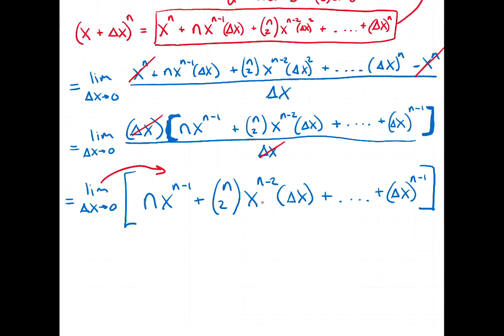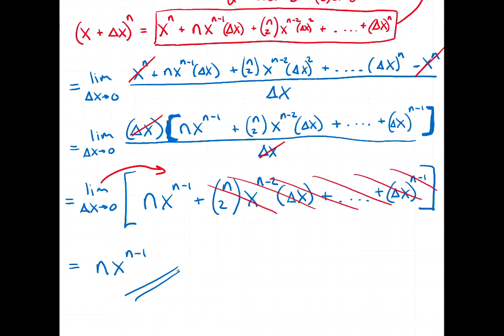Every delta x can now be replaced with a 0. Except for this first term, every term in this sequence of terms has a delta x in it. So if we plug in 0 for delta x, each one of these terms becomes 0, because it's something times 0. And we have evaluated the limit. So this is simply n times x to the power n minus 1. And that's it.